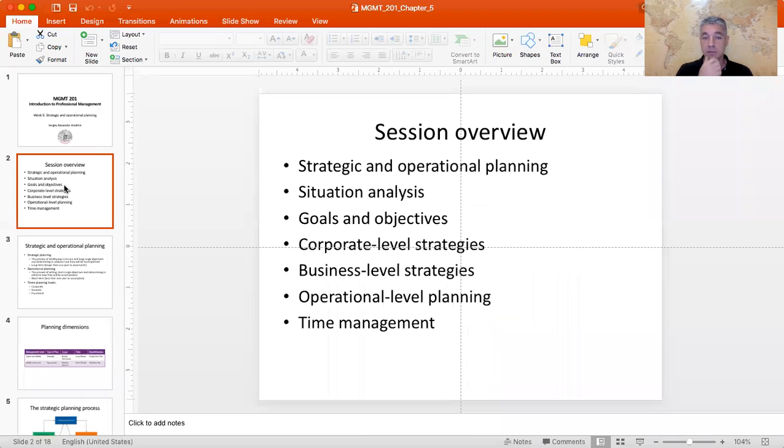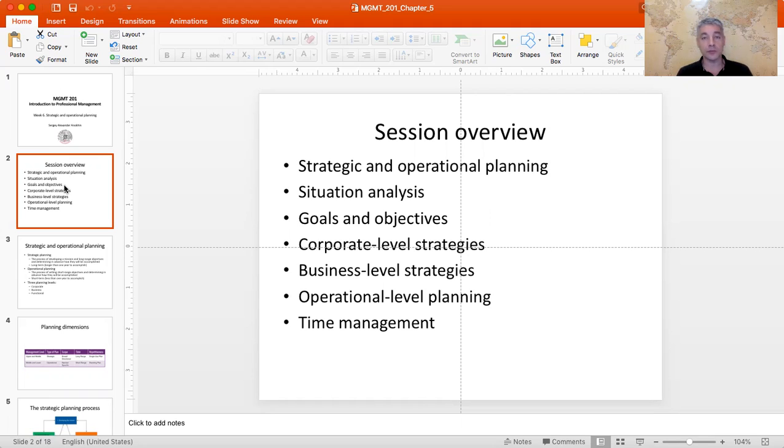So the plan for the session is we'll introduce those different kinds of plans that organizations need to develop. We'll talk about situation analysis and how that affects your plan. And then we'll talk specifically about different kinds of strategies that companies may develop to make sure those plans get realized. So we'll identify corporate level strategies, business level strategies, and operational level strategies or functional strategies that have to do with operational level planning. And finally, we'll touch upon time management very briefly.